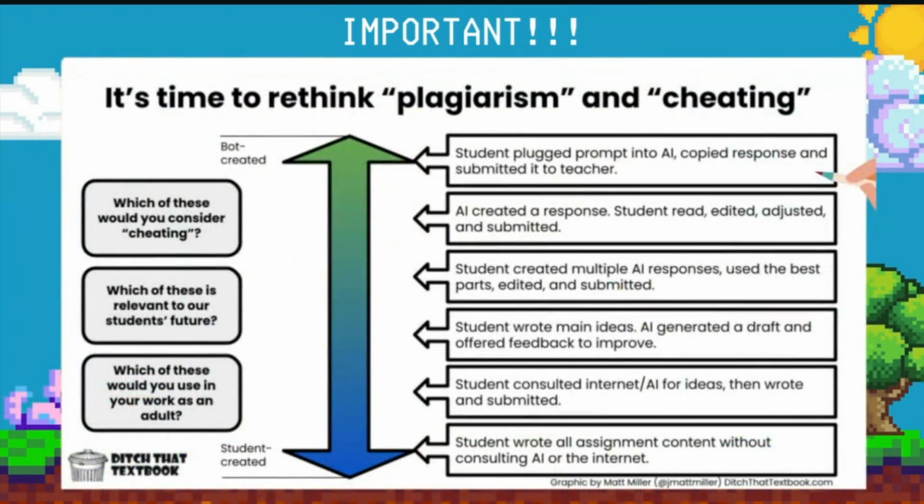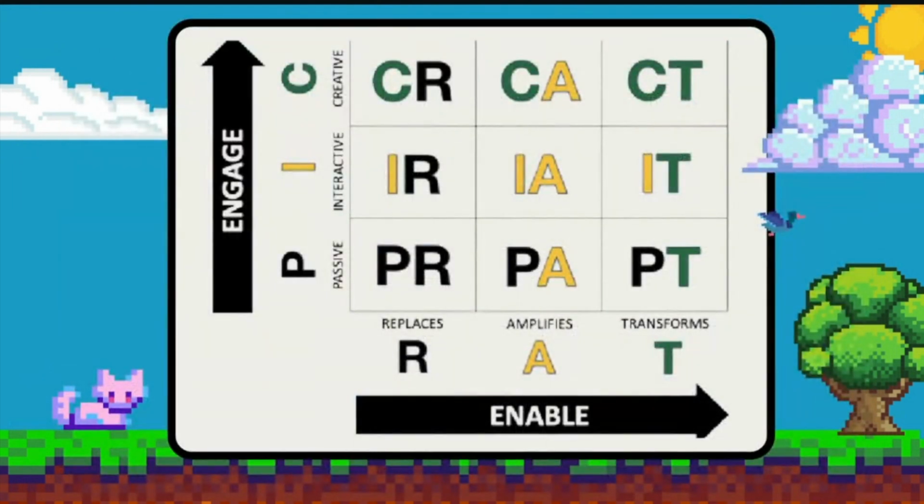As we look at this spectrum of student-created versus bot-created work, we start looking through the different levels and thinking through at what point you consider this cheating. But also, which of these things would you use in your everyday life? Which of these things would our students need to know how to use in their everyday life? And where does that actual mark of cheating begin and end? Again, just something to think about. I'm not trying to give an answer one way or the other, just a thought-provoking question, right?